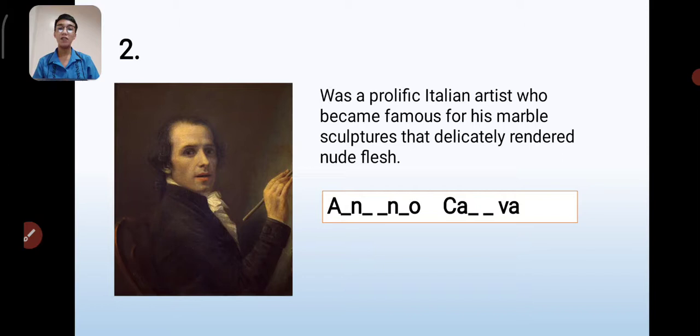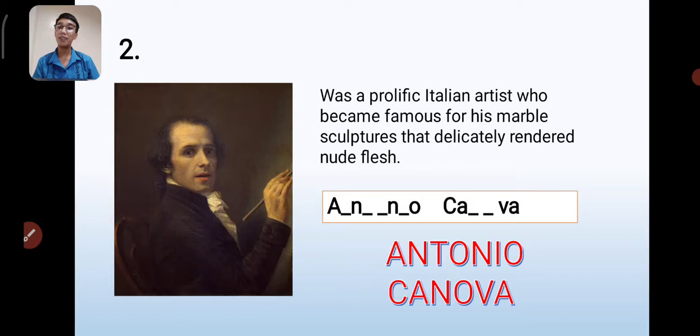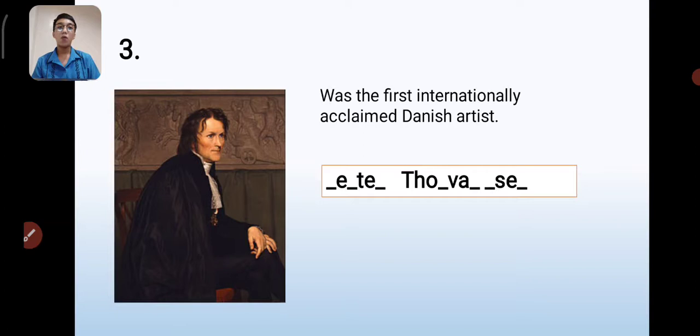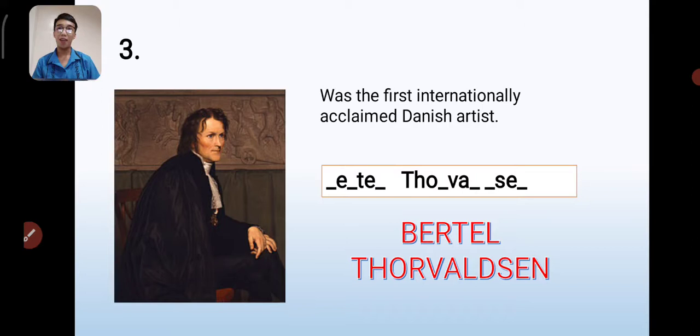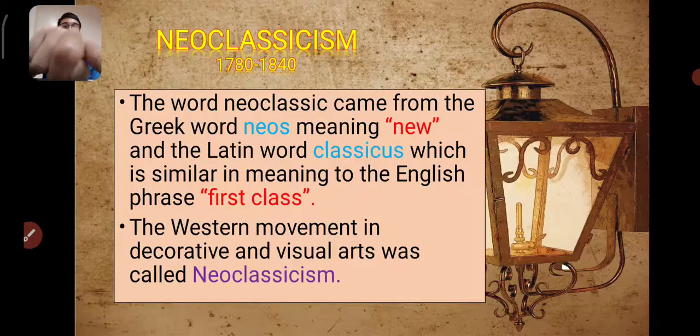Okay, who could this artist be? 5, 4, 3, 2, 1. Okay, thank you. If your answer is Antonio Canova, you got it right. Number 3 was the first internationally acclaimed Danish artist. I'll give you 5 seconds. 5, 4, 3, 2, 1. If your answer is Bertel Thorvaldsen, you are correct. Now let's proceed to our topic. Very good. Those are the representative artists during the Neoclassical era in the different art forms. So we go now to our lesson proper.